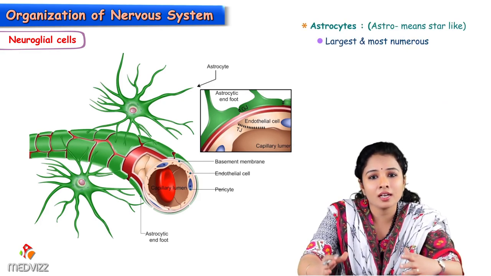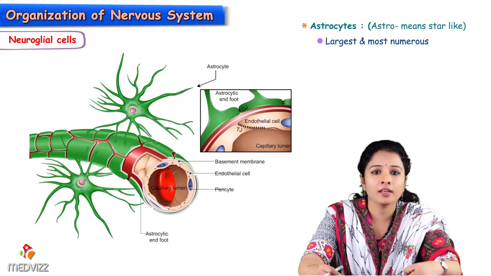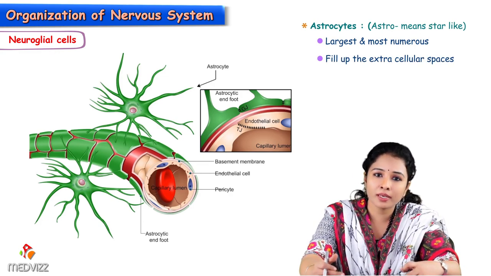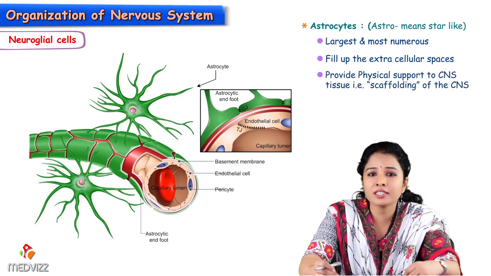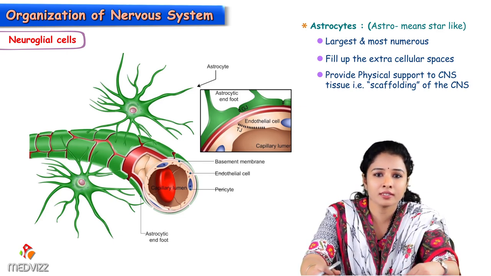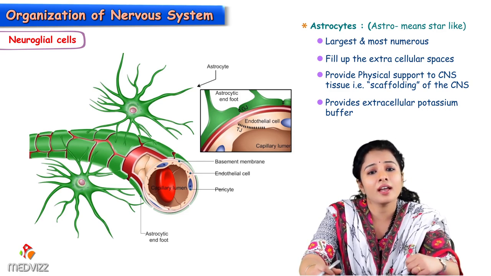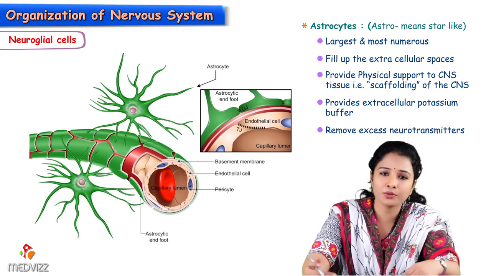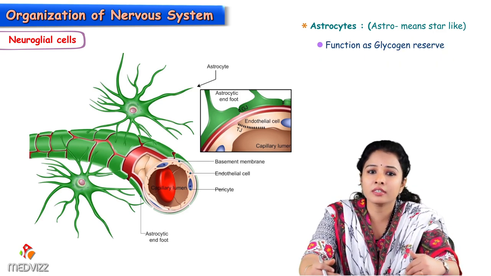Astrocytes are the largest and most numerous among the neuroglial cells. Astro means star-like. They fill up the extracellular spaces in between the neurons. Astrocytes provide physical support to the CNS. They are like scaffolding for the CNS. And they provide extracellular potassium buffer. These cells remove the excess neurotransmitters which are produced by the neurons. And they function as glycogen reserve.